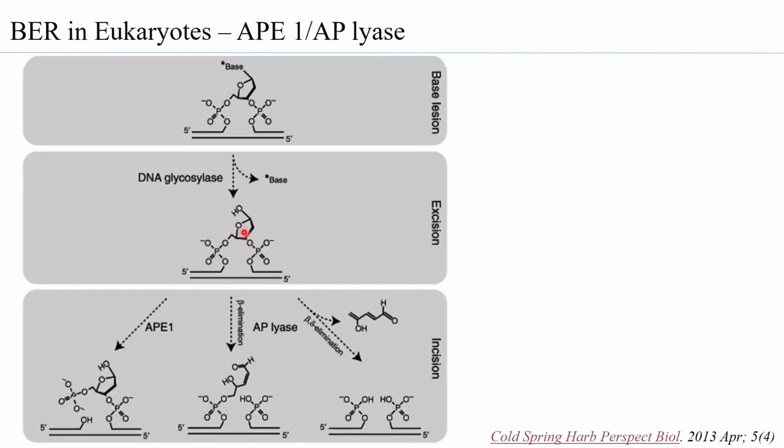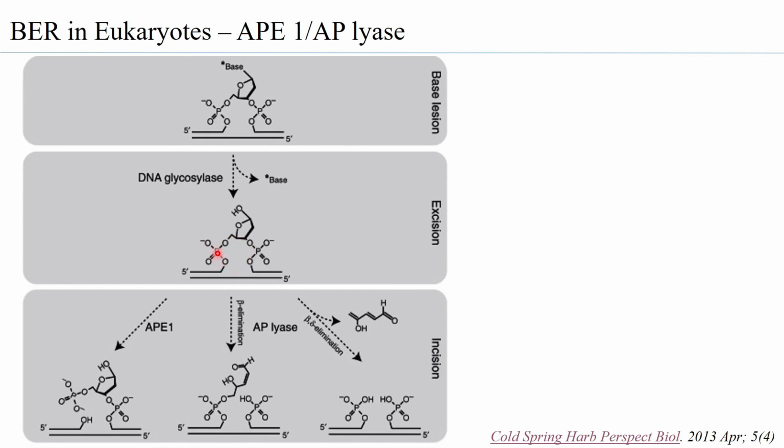So an abasic site, which means you don't have the base present over here, but you have the ribose with the sugar. You have the ribose with the phosphate link on both the sides, that is at the 3' end as well as at the 5' end. Now, from here onwards, there can be three possibilities.